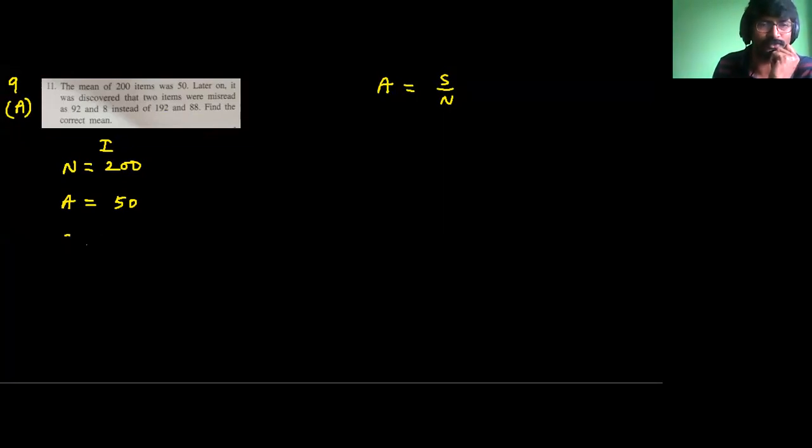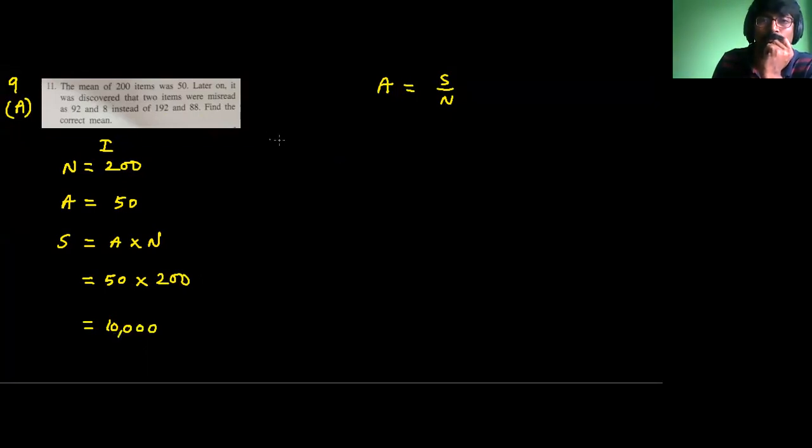So first of all, we'll finish off case 1. How will we calculate the sum? Sum is equal to A into N. So A is 50 and N is 200. Listen very carefully, guys, and keep writing. Do not just blindly write. Understand and then write. So 5 times 10 and then 3 zeros. So it will become 10,000. So the sum is 10,000.